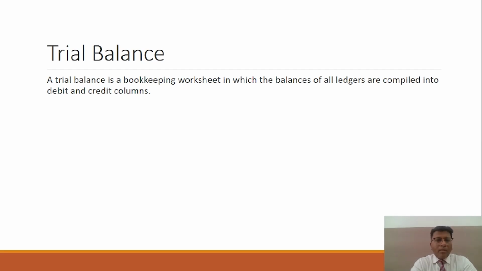If you are going to prepare the trial balance, first of all you should be ready with your balances extracted from the ledgers, and you have to close each account, because the balance would be there in the ledger, and those balances would be considered while preparing the trial balance. So I think now you are familiar with the term trial balance of bookkeeping.